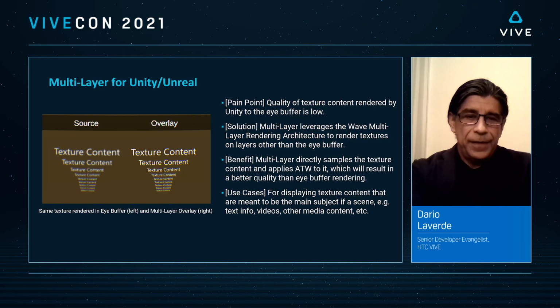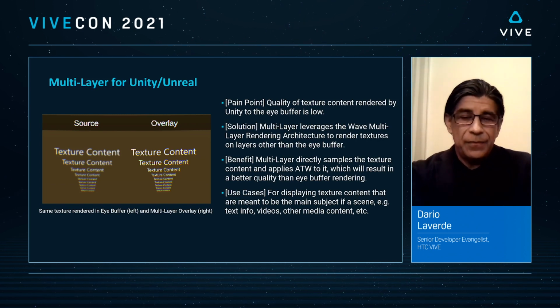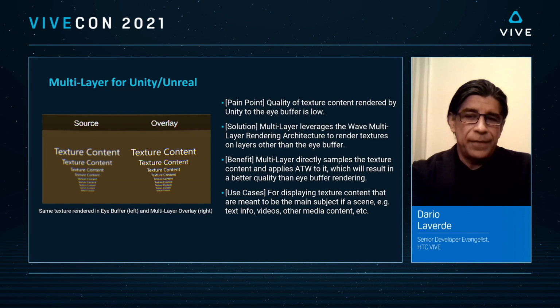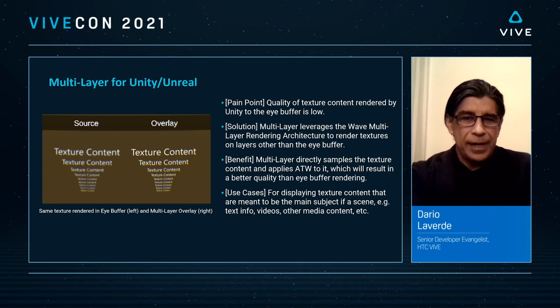The multi-layer feature is an overlay rendering solution for Unity and Unreal. One of the issues with textured content rendered by the game engine is using the eye buffers, where the quality is really low. As you can see, the comparison here is quite evident: on the left, the textured content rendered in the eye buffer is just not as good quality as the multi-layer overlay used on the right.